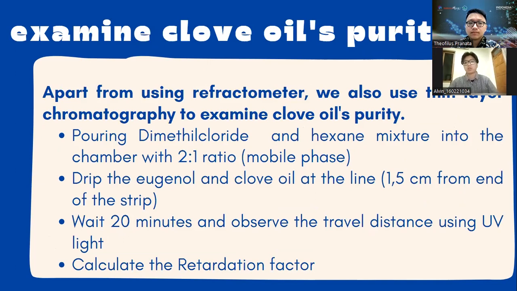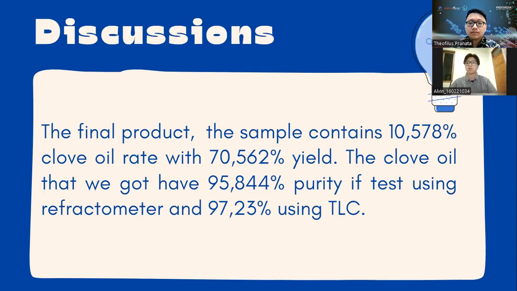Apart from using refractometer, we also use the thin layer chromatography to examine the clove oil's purity. First, we pour the dimethyl chloride and hexane mixture into the chamber with 2:1 ratio for the mobile phase. And then we drip the eugenol and clove oil at the line. The line is 1.5 cm from end of the strip. And then we wait 20 minutes and observe the travel distance using UV light. Finally, we calculate the retardation factor and its purity.